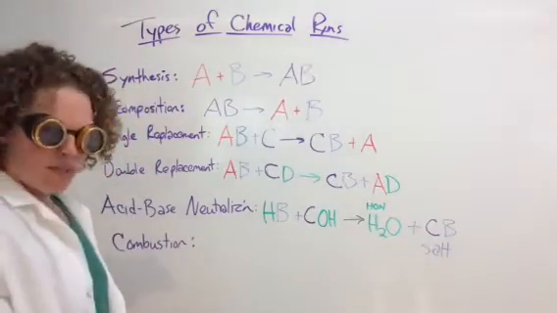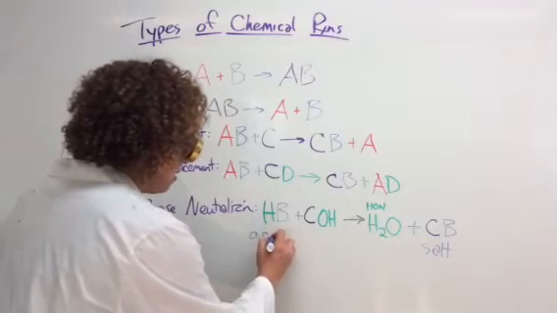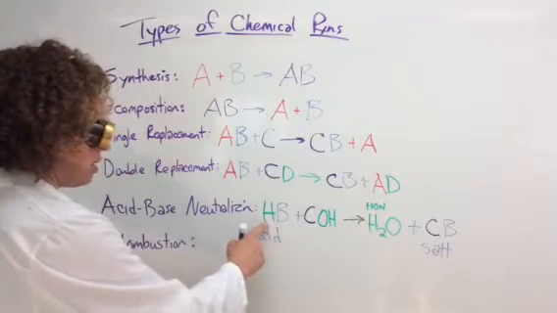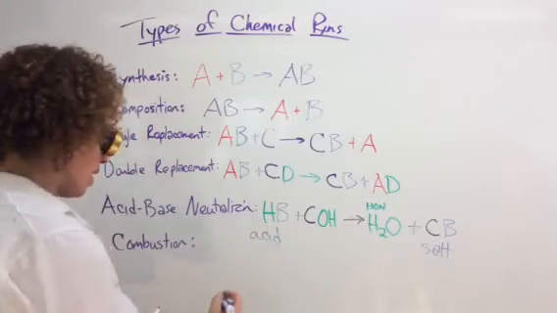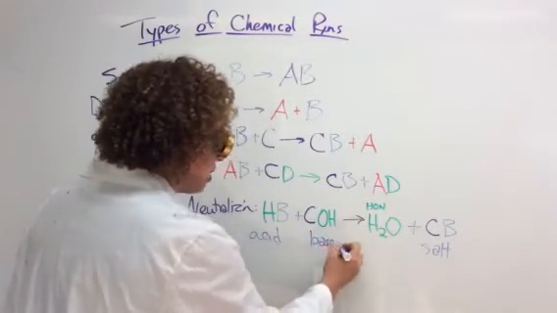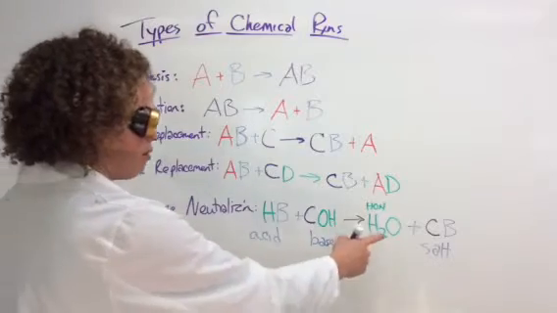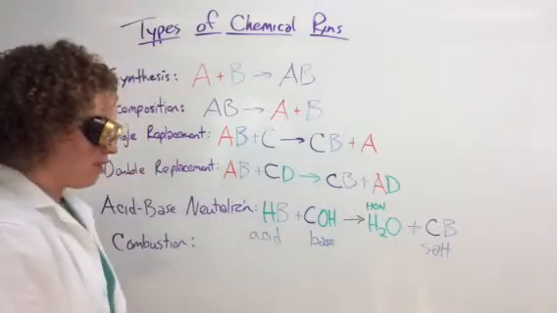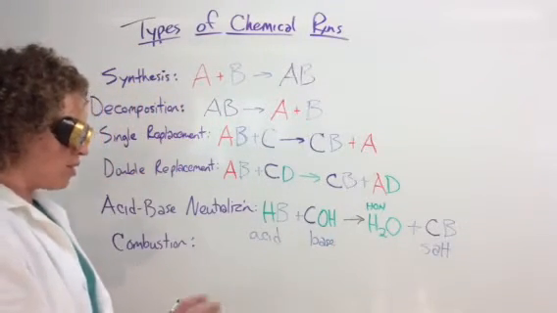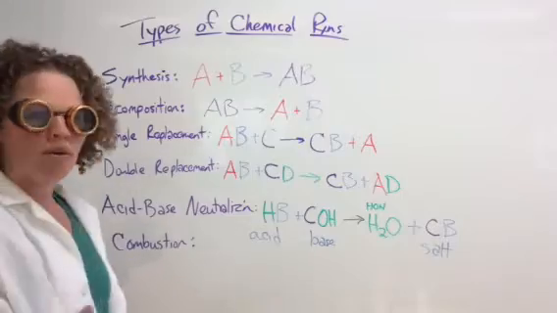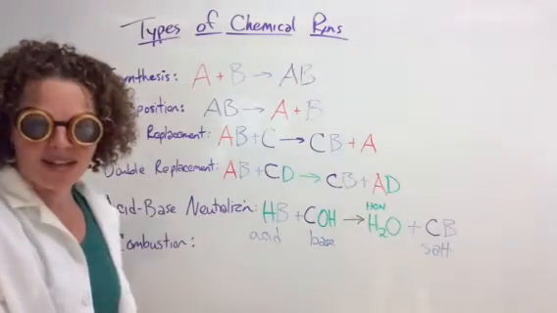So, very specific. We have an acid, which we can tell it's an acid because it has an H in the beginning. We have a base, and we can tell it's a base because it has an OH at the end. We have water, and we have a salt. You can't really get too much more complicated or specific than that. Oh, wait! There's one that's more specific.